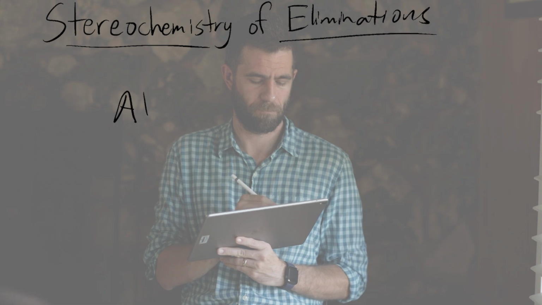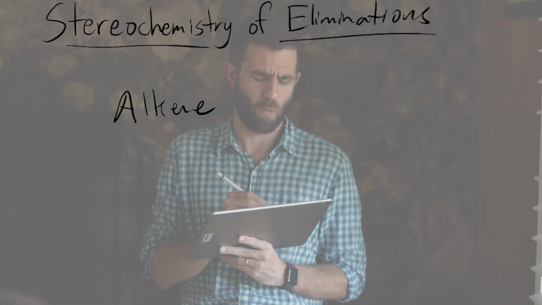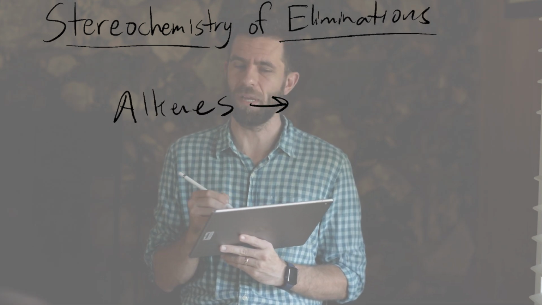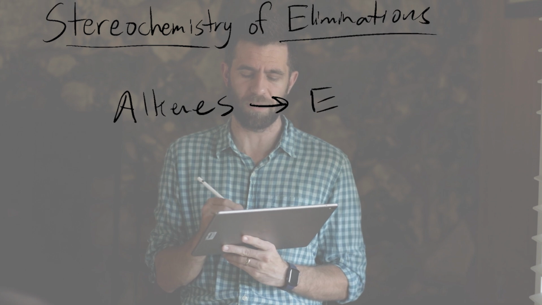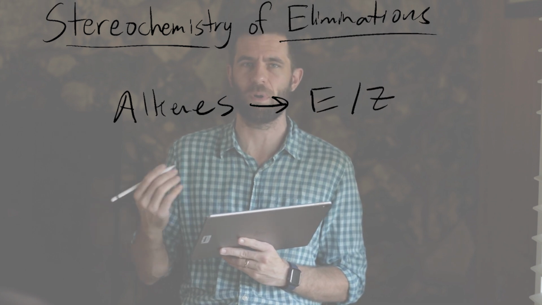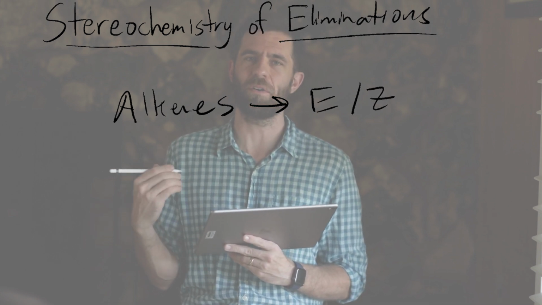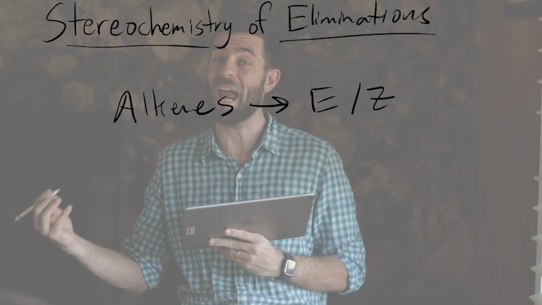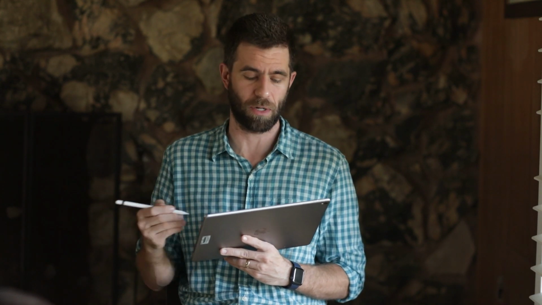Is there any stereochemistry with alkenes? Yeah, we know that alkenes have stereochemistry. They can be either E or Z, right? Or cis or trans, however you want to look at it. But that stereochemistry that alkene is going to have is going to flow from the stereochemistry, of course, of our elimination reaction, if that is what's going to occur.